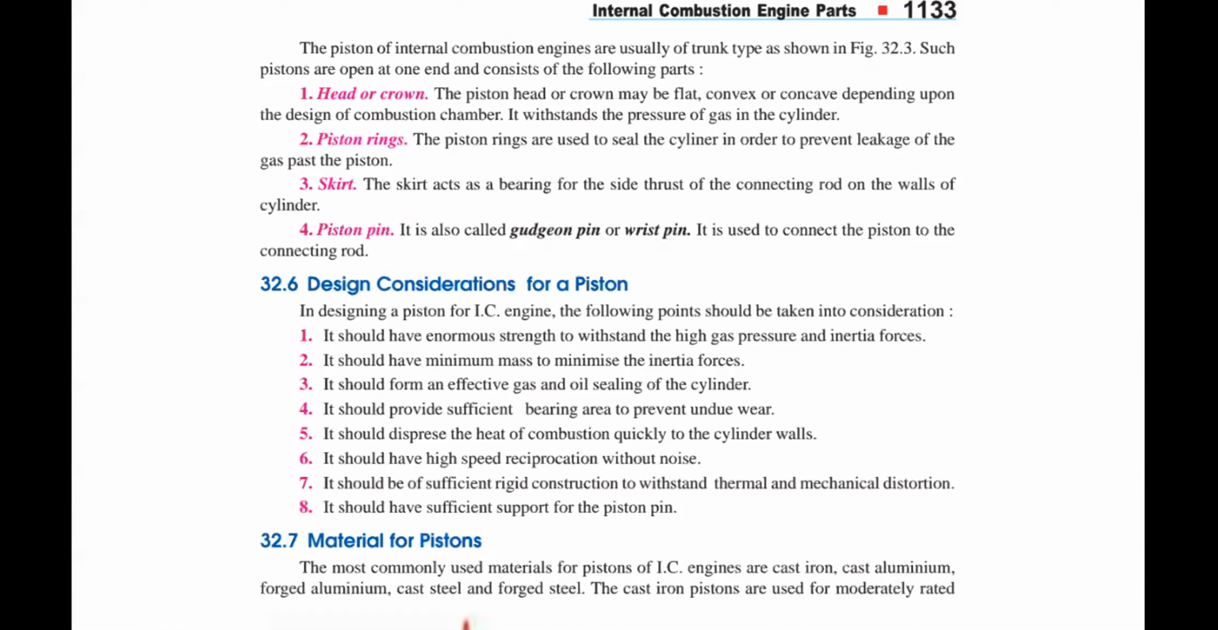Now what you are supposed to do as a design engineer, because we have four types of parts: head or crown, piston ring, skirt, and piston pin. So I am picking, suppose you are interested in designing a head or crown. Suppose your interest is head or crown, right? So what are the things you have to look at in order to design a head?